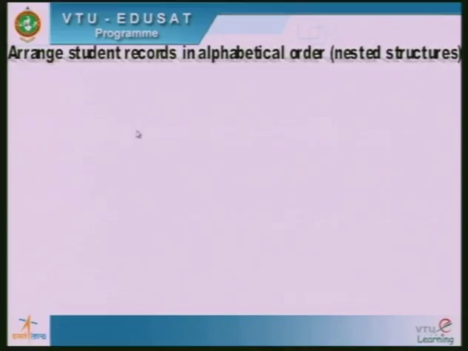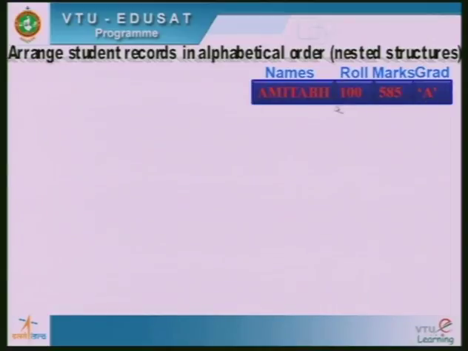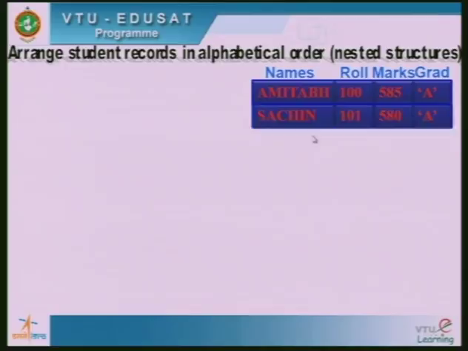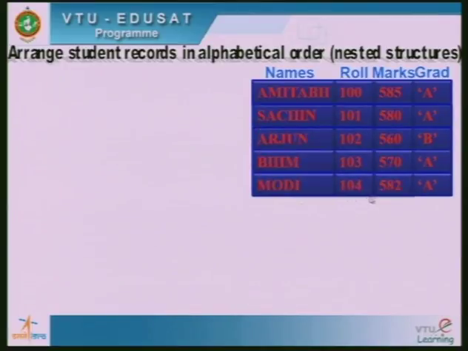Okay, now let us take another program. Let us see how to arrange student records in alphabetical order, and let us try to use nested structures again. For explanation purposes, I will take only 4 fields. Suppose you have name, followed by roll number, followed by marks, and followed by grade. Here we have one name, Amitabh, roll number 100, marks 585 and grade A, and so on. We have more names: Sachin, Arjun, Bhim and Modi. So these are the 5 names. I have to arrange all these names in alphabetical order.